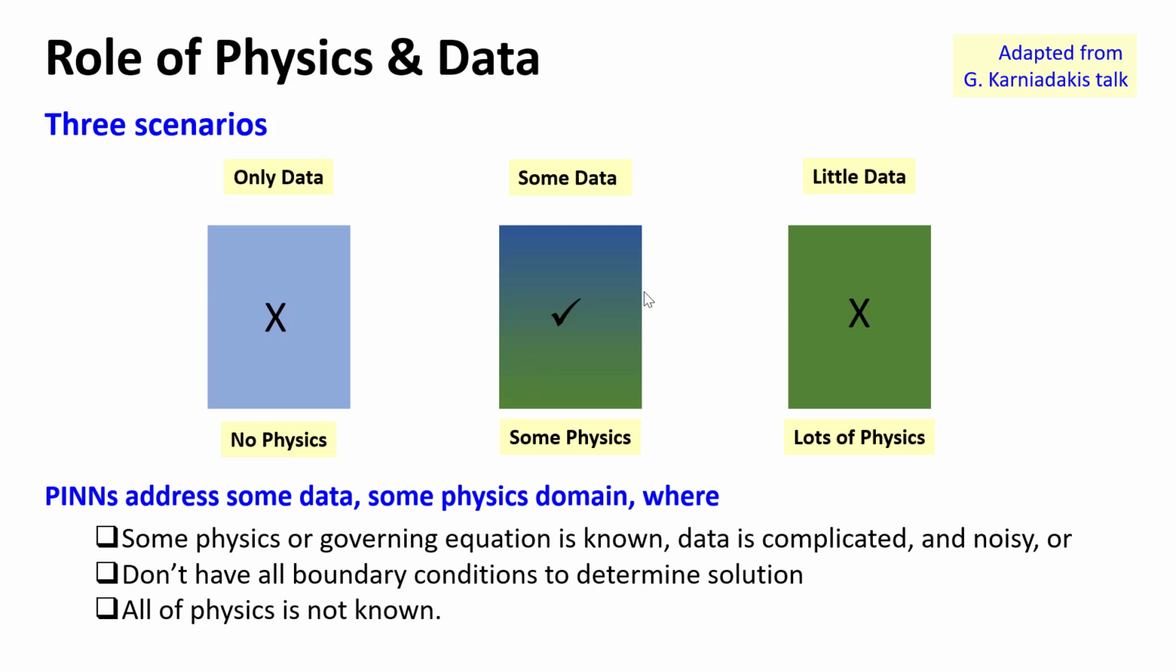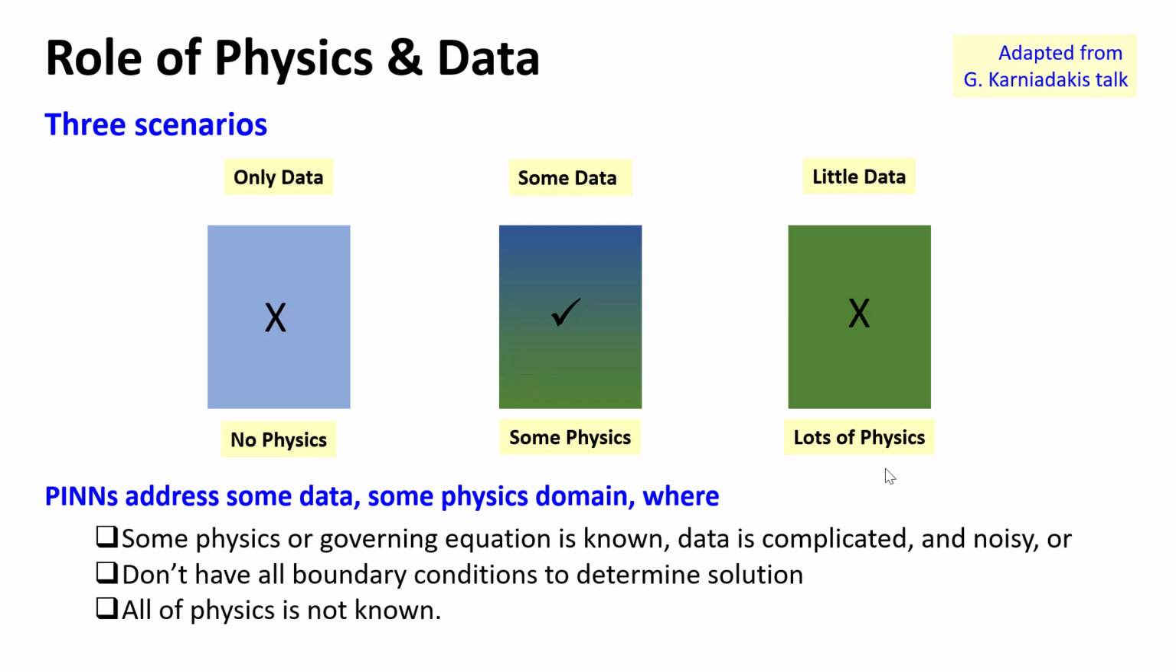The other extreme is shown on the right, which is little data and lots of physics. This is typically the domain of classical experimental physics, where we collect some data, we fit a model, and we try to explain the world around us. We don't have a lot of data, but we have a very good understanding of the correlation and the functional dependencies between different parameters.